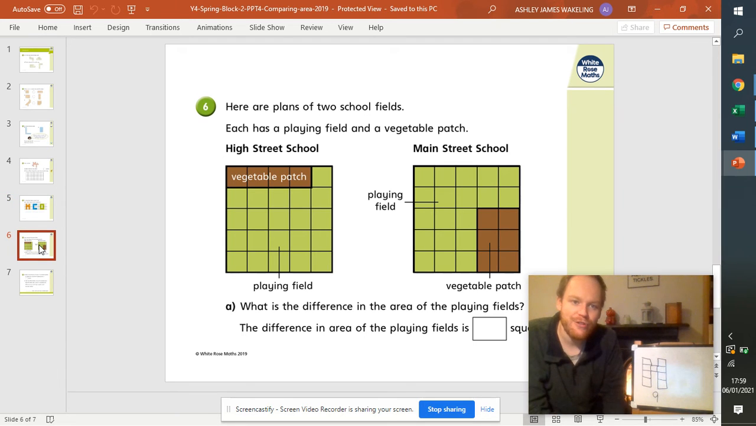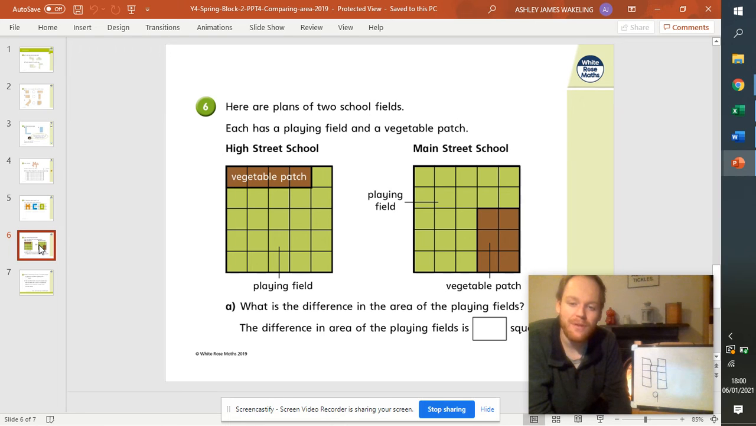Number 6, there are 2 plans of school fields. Each has a playing field and each has a vegetable patch. On the High Street School, you've got a vegetable patch up the top there taking up 4 squares. And in the Main Street School, you've got a vegetable patch in the bottom corner taking up 6 squares. So what's the difference in the area of the playing fields?